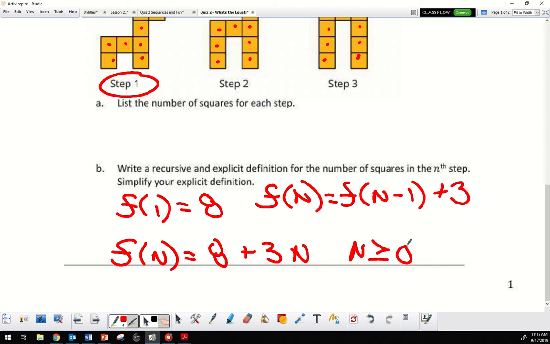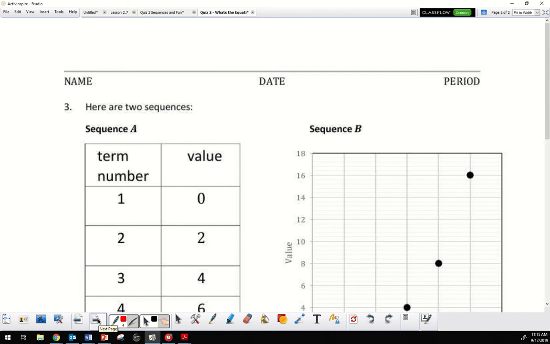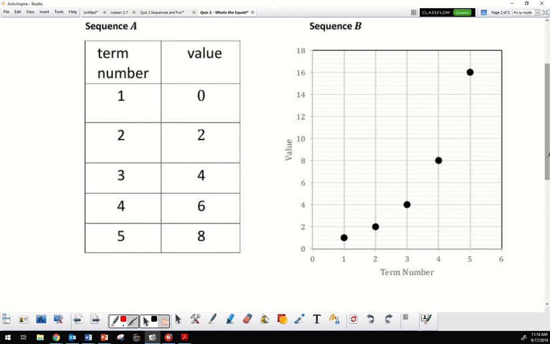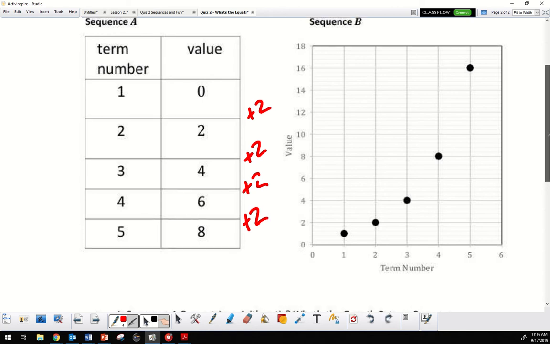All right, you ready? Two sequences. Sequence A and sequence B. On sequence A, what is it doing every time? Plus 1. Look at the pattern. What it does, it goes plus 2, right? Yeah. What about here? And here? So is it the same all the way across? Okay, it is the same all the way across. So that one's going to be plus 2.